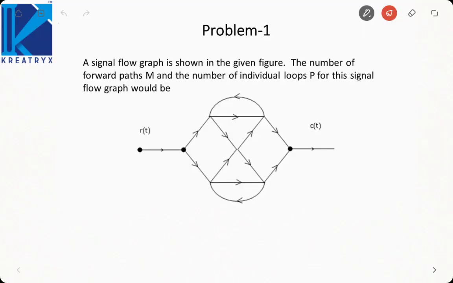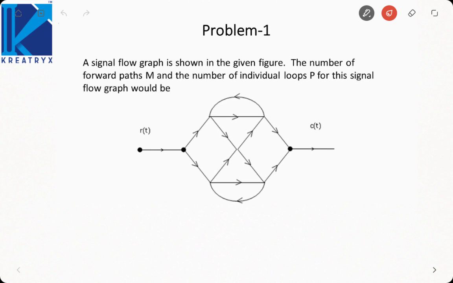Hello guys, in the last lecture we learnt about signal flow graphs drawn for different control systems. There we saw different blocks in a control system are represented by branches of the signal flow graph, and each system variable is represented by a node. Then we saw Mason's gain formula, which is used to find the gain or the transfer function of the system.